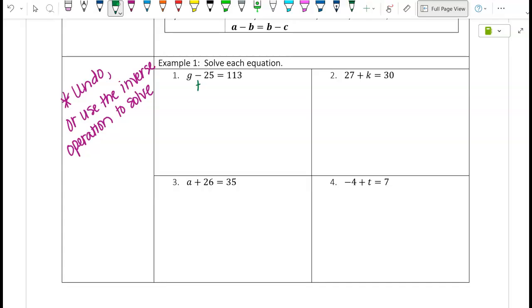I can plus 25, because minus 25 and plus 25 add up to 0. But if I'm going to plus 25 on the left side, I also have to go over to the other side of the equal sign and plus 25 as well. On the left-hand side, because that adds up to 0, it falls out of my equation, leaving me just g equals, what is 113 plus 25? So yes, we get g equals 138.